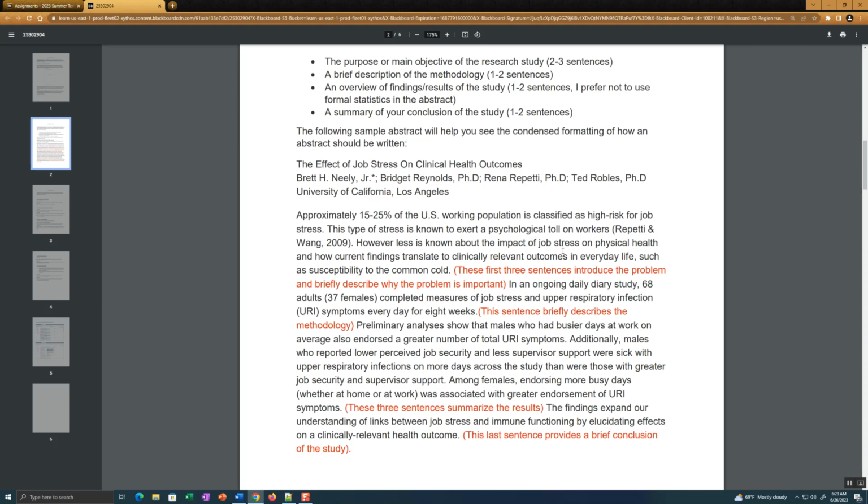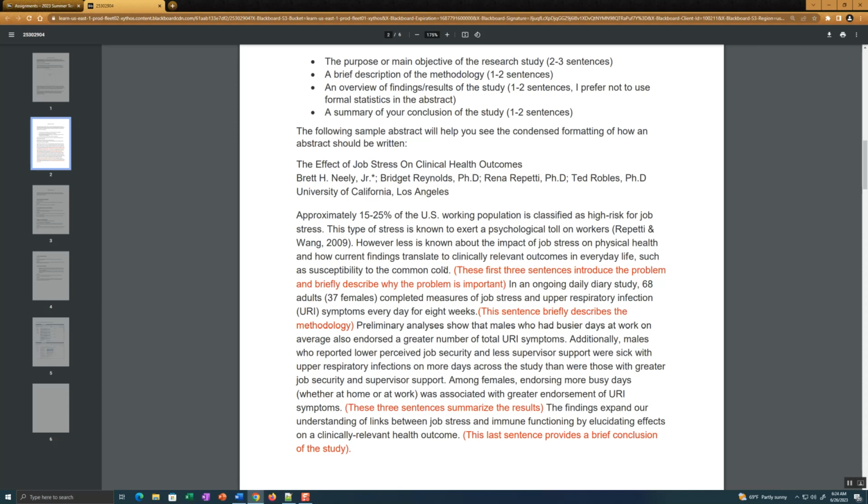However, less is known about the impact of job stress on physical health and how current findings translate to clinically relevant outcomes in everyday life, such as susceptibility to the common cold. So now we're getting more focus on what the study's about. So far, these 3 sentences talk about what the topic of study is, job stress, and the effects of job stress on the working population, more specifically physical health. So this tells the reader exactly what the article is about. They're doing a study, it's on job stress, and they're looking at how does job stress specifically affect physical health and susceptibility to the common cold.